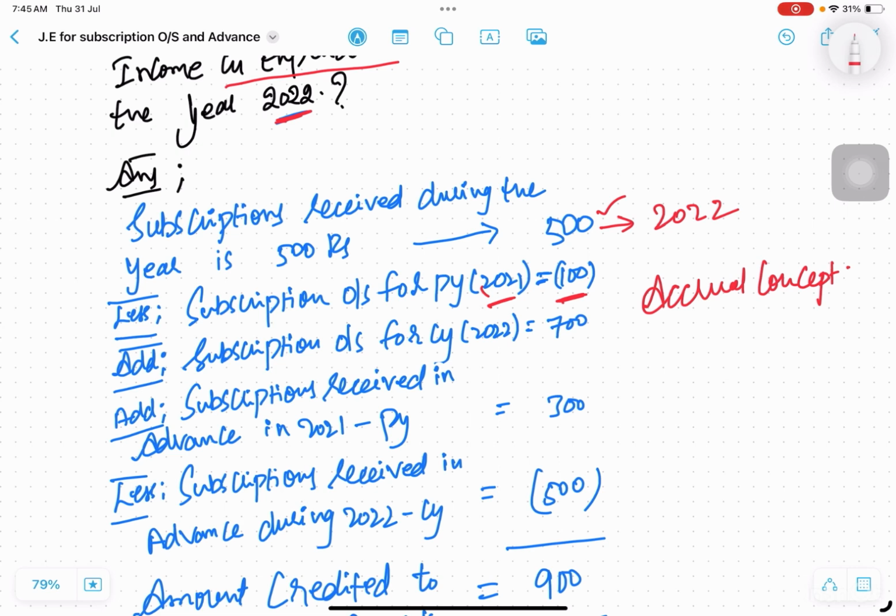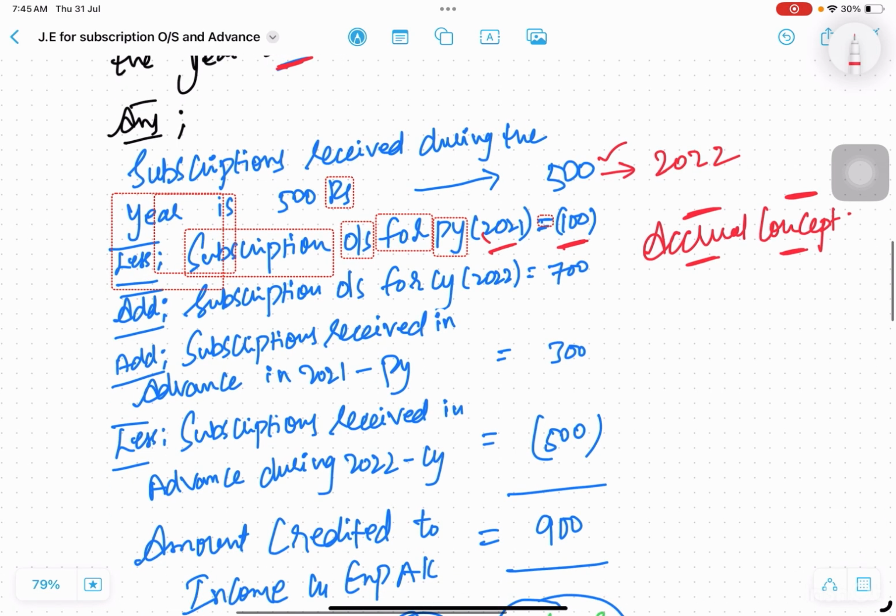So your main goal should be whether it is relating to 2022 or not. Whenever you are preparing income and expenditure account, your main goal should be whether it is relating to the current year or not. Whenever you are preparing receipts and payments account, your main goal should be whether you received in the current year or not. That is the point.